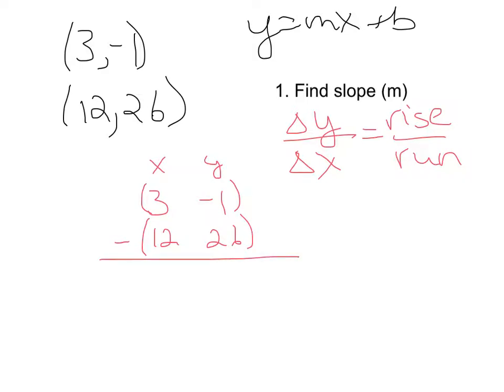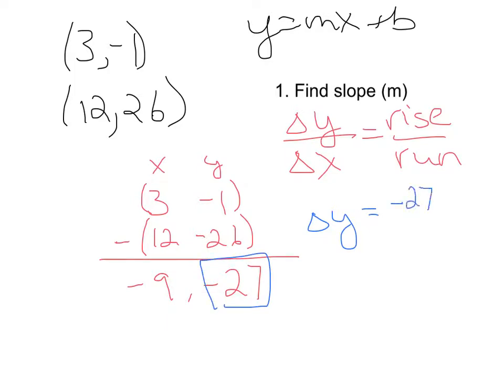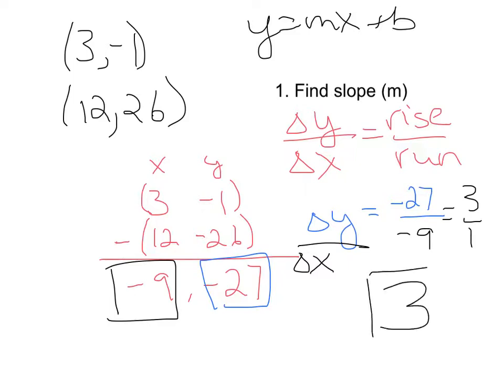3 minus 12 is -9. And then I remember I'm subtracting this amount, so -1 minus 26 is -27. Remember, this is my y value. This -27 is my y value. So that means my change in y is going to be this one right here, which is -27, over my change in x value, which is this one right here, and that is going to equal -9. -27 divided by -9 is equal to 3 over 1, or simply 3.